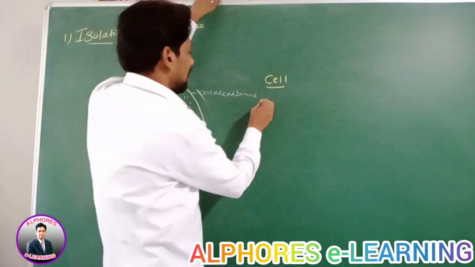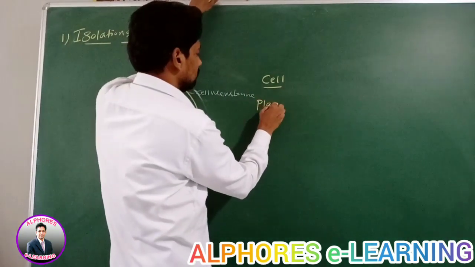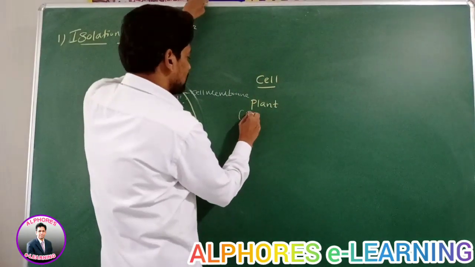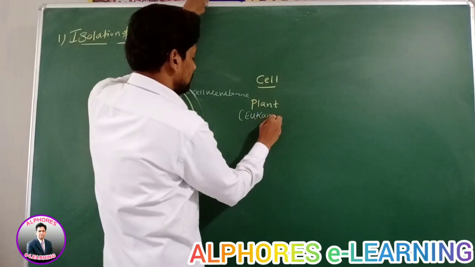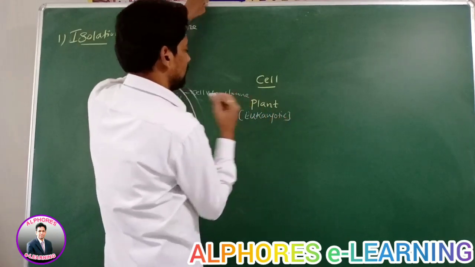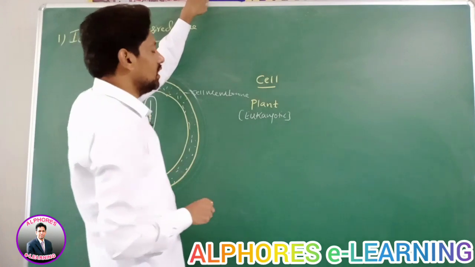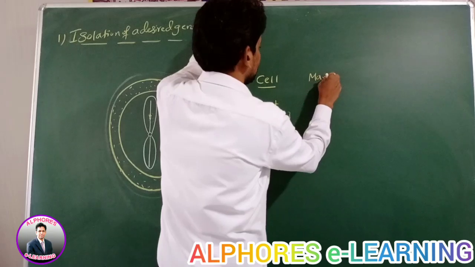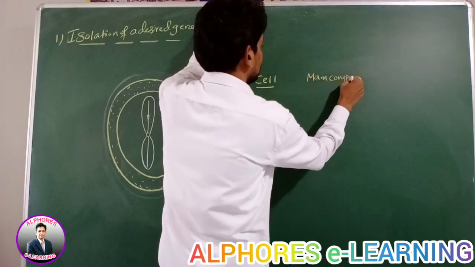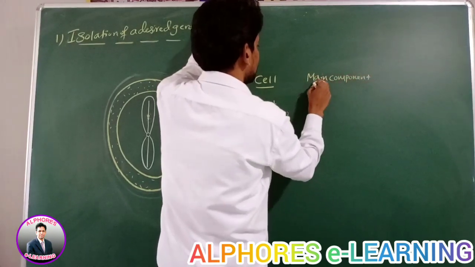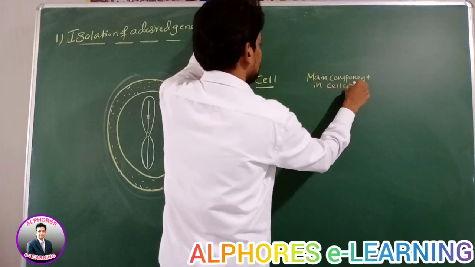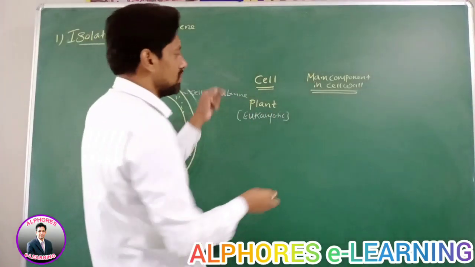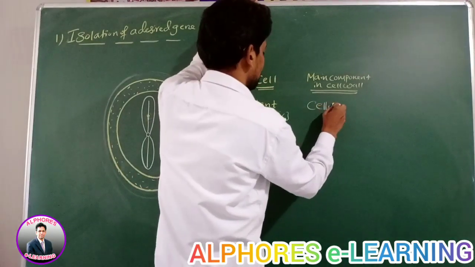Sir, for example, I am taking a plant cell. Plant means prokaryotic or eukaryotic? It's eukaryotic. Plant means it's eukaryotic. Is it okay? Right. Sir, what is the main component in the plant cell wall? In plant cell wall, the main component is cellulose, right?